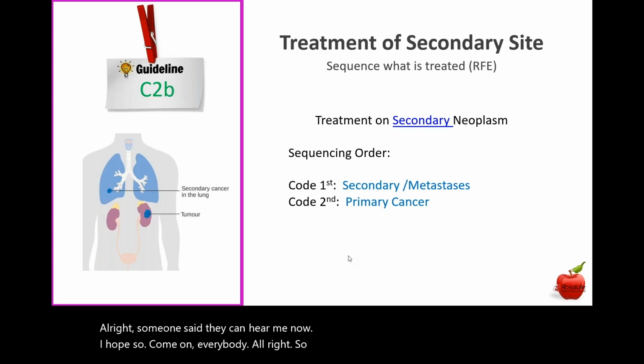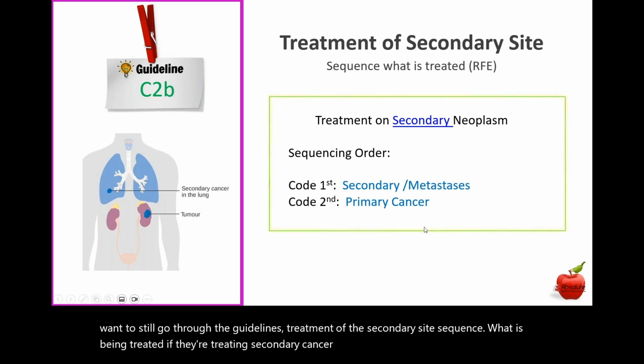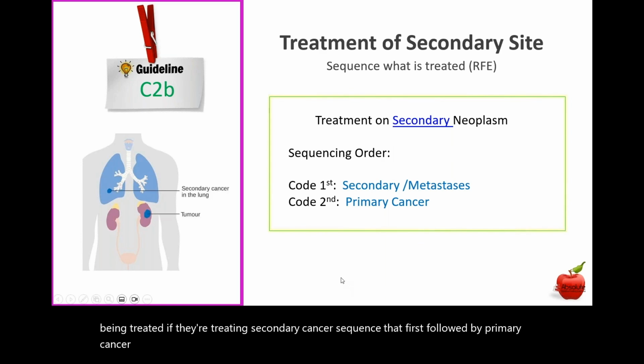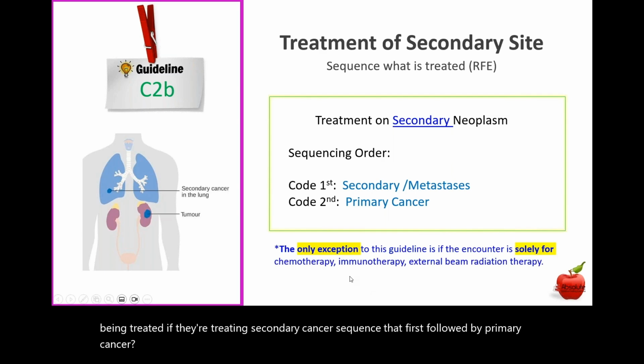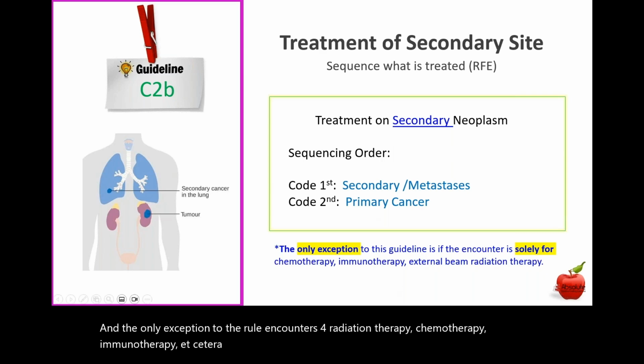All right, so we'll figure out why I'm having this problem, but I want to still go through the guidelines. Treatment of the secondary site. Sequence what is being treated. If they're treating secondary cancer, sequence that first, followed by primary cancer. And the only exception to the rule is encounters for radiation therapy, chemotherapy, immunotherapy, etc.